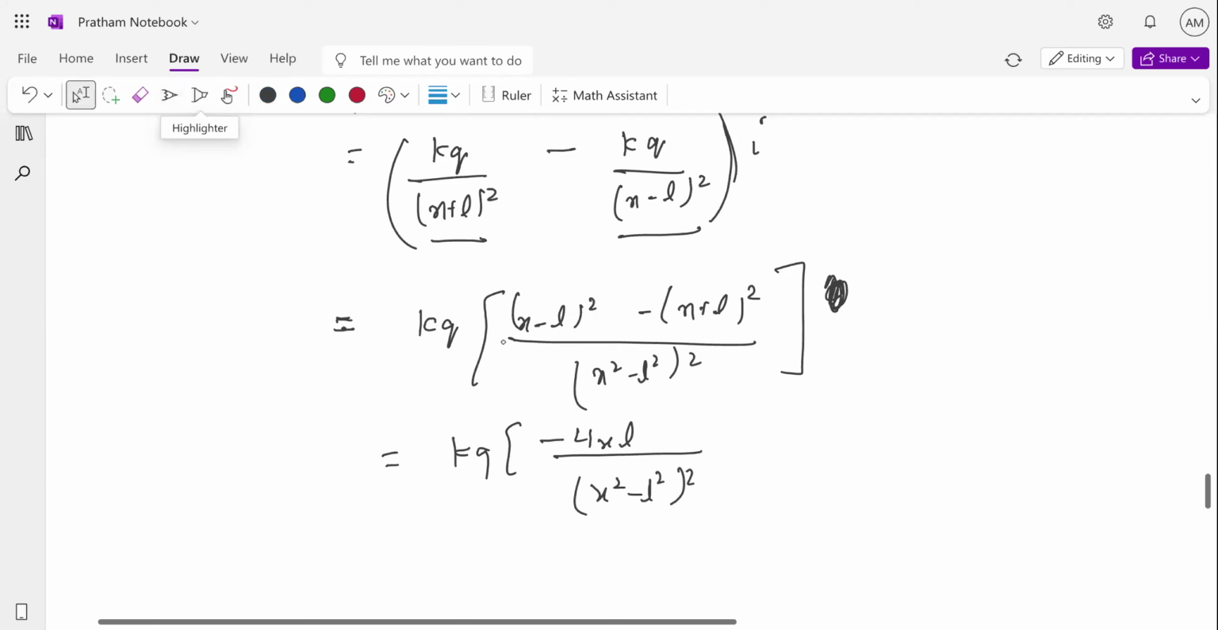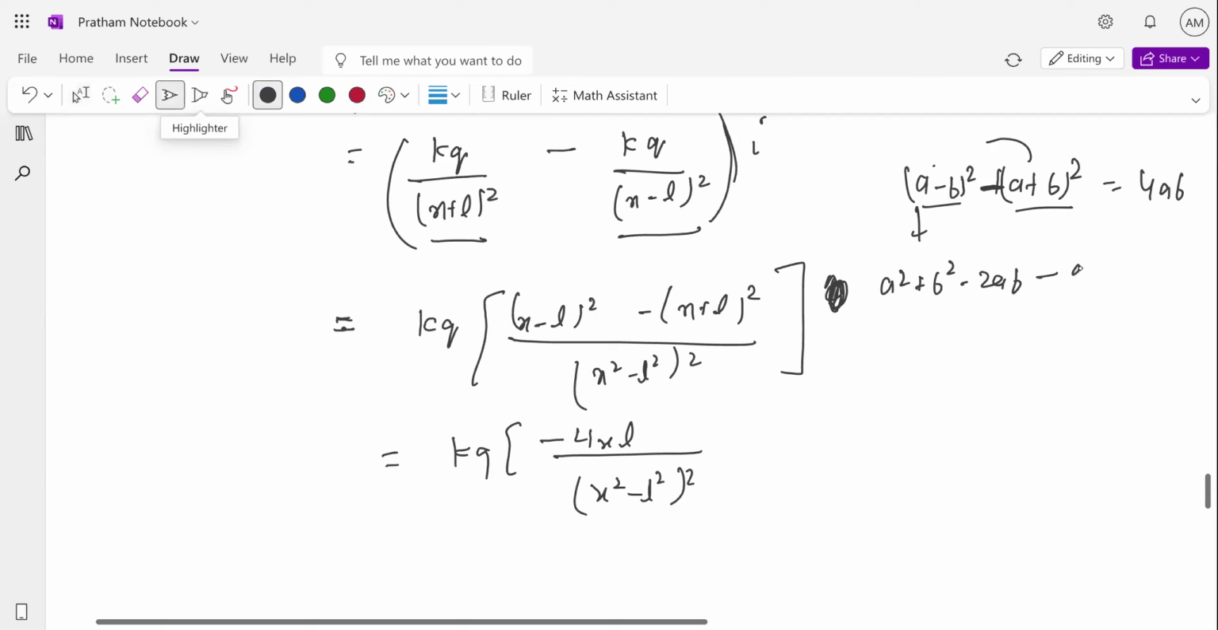Why? It is (a minus b) whole square plus (a plus b) whole square. The difference of both comes out as 4ab. It depends, if this is first, it will be positive; if it is negative, then the sign changes. You can open it: a square plus b square minus 2ab minus a square minus b square minus 2ab. Things cancel. Understood?